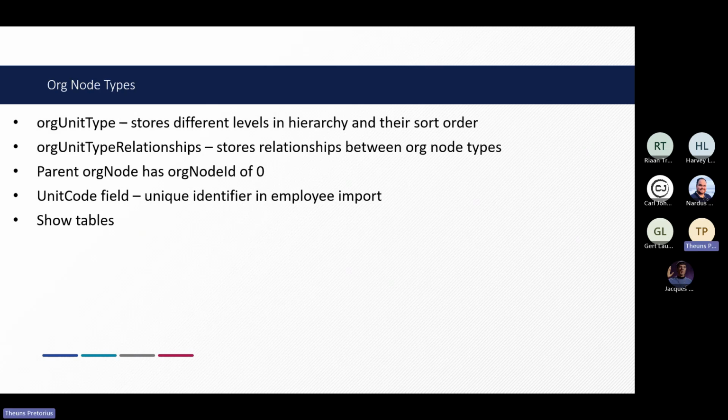So if you think about it, the relationship is stored twice, but it's stored twice for a reason. The first, indirect way the relationships are stored is the hierarchy order. I'll explain that when I speak about the org flat structure, but the direct relationship is stored in org unit type relationships.